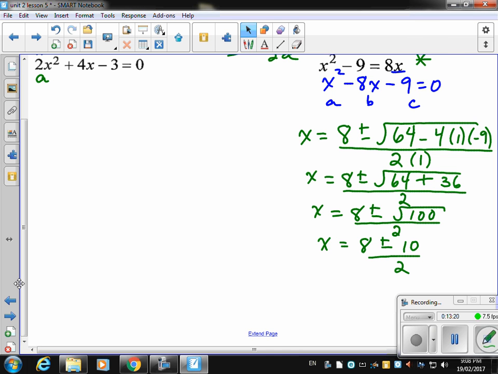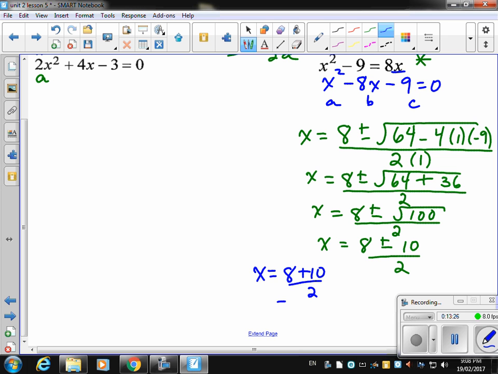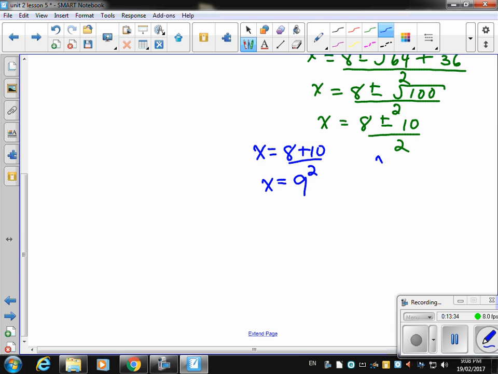So my 2 x-intercepts will be, the first one would be 8 add 10, then divide by 2, which is 18 divided by 2, which is 9. So my 1 x-intercept would be 9. The other one would be x equals 8 subtract 10, and then divide by 2, which would be -2 over 2, which is -1. Those are my 2 x-intercepts using the quadratic formula.